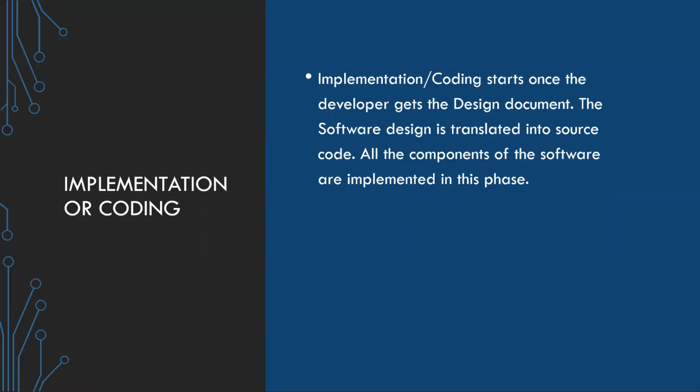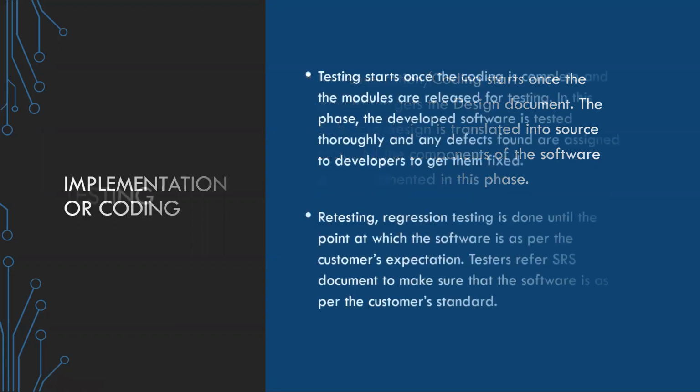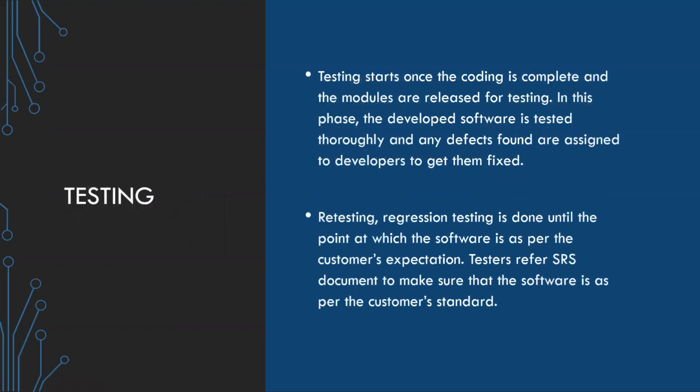Yeah. Next, coding is done. Now testing starts once the coding is completed and modules are released for testing. In this phase, the developed software is tested thoroughly, and any defects found are assigned to the developers to get them fixed. As we discussed, we have phases in testing also, right? We have test planning, test design, test execution, and test reporting. So SDLC is a superset of STLC. STLC is a subset of it.